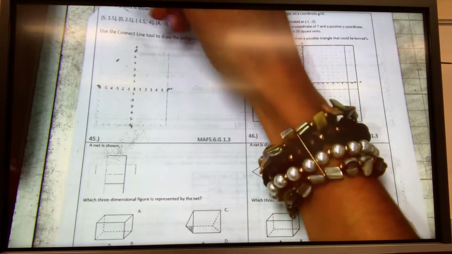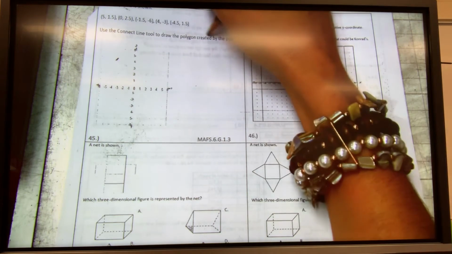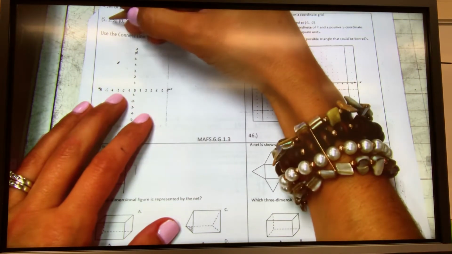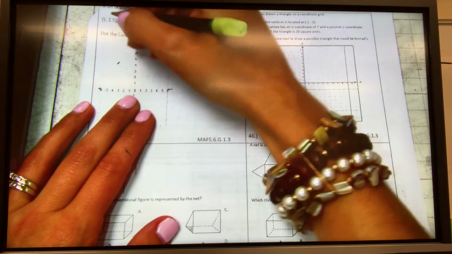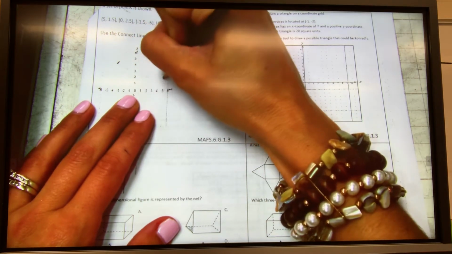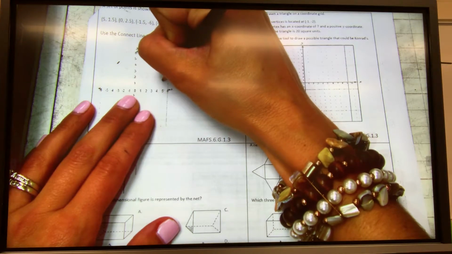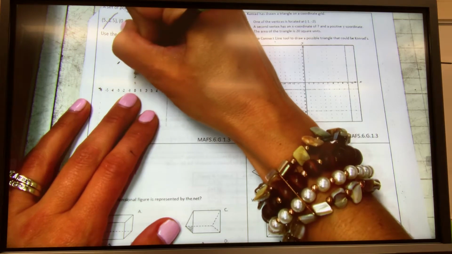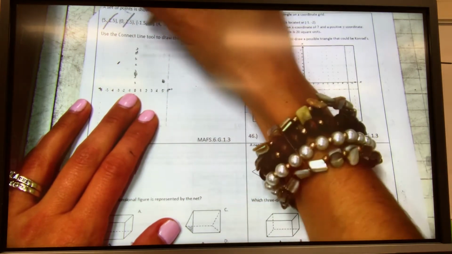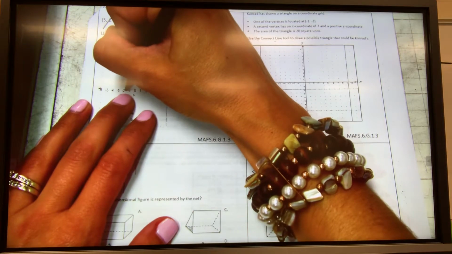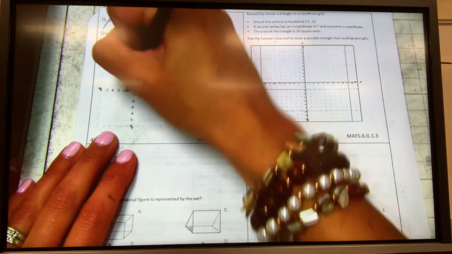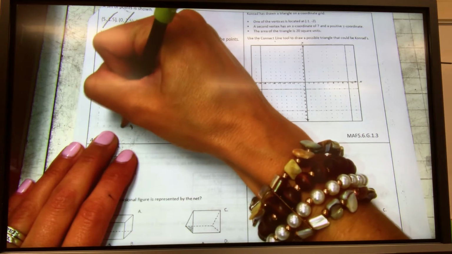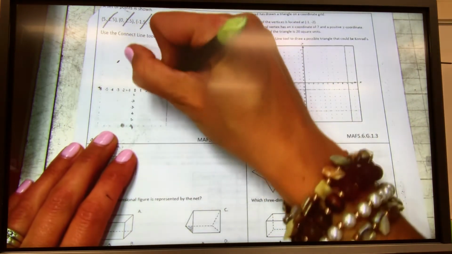Okay, turn the page. Now we're on 45. Number 45. Use the connect line tool to draw a polygon created by the points. So I just need to find these points. Remember, you're going over first. Over 5, up 1.5. I know the dots are hard to read, so you just kind of have to do your best. Over 0, up 2.5. 2.5 right here. Over negative 1.5, so it's here. Negative 6. And it's way down here. Okay. Over 4, down 3.